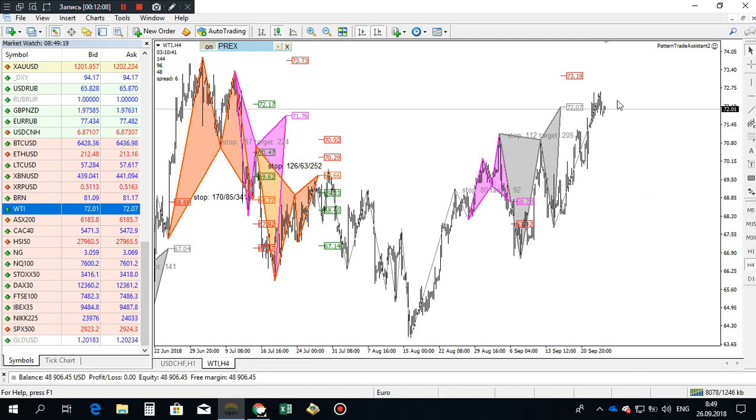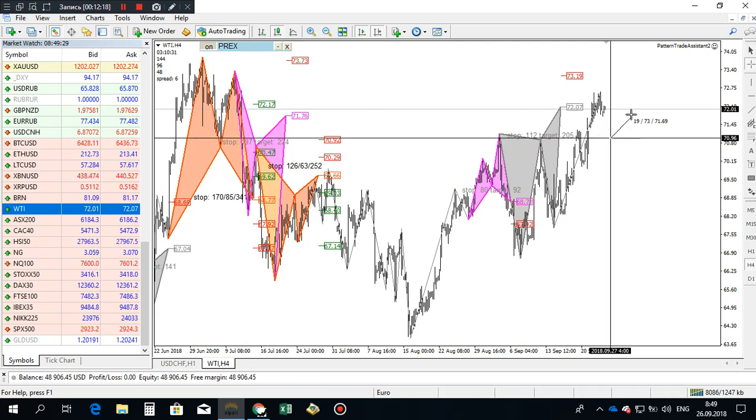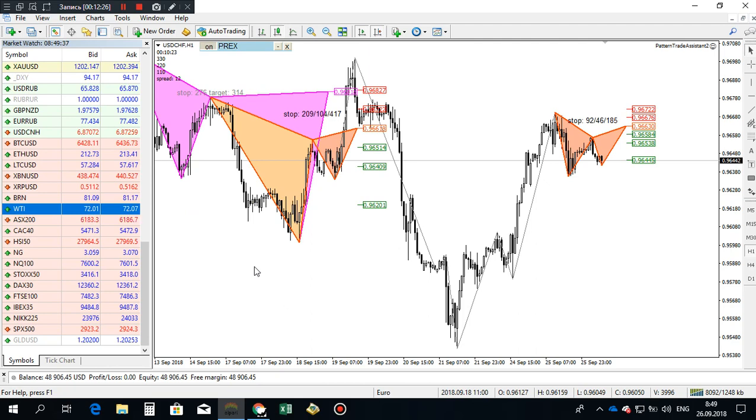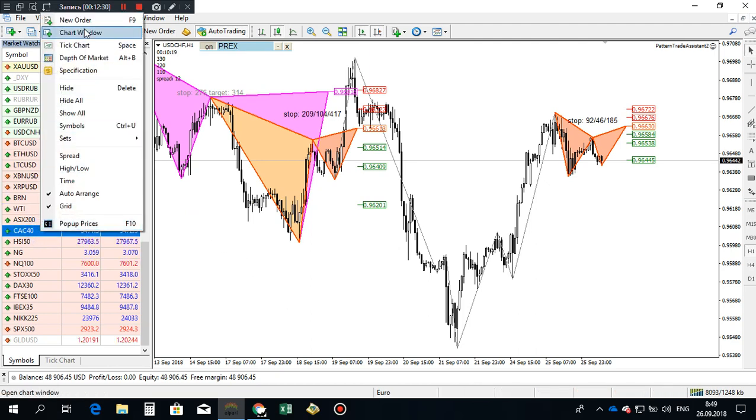But this pullback actually is something that gives you an edge. You know that you have at least to test previous resistance. You have some space and you can generate profits knowing it, that you have a high probability. Okay, let's go to CAC 40.